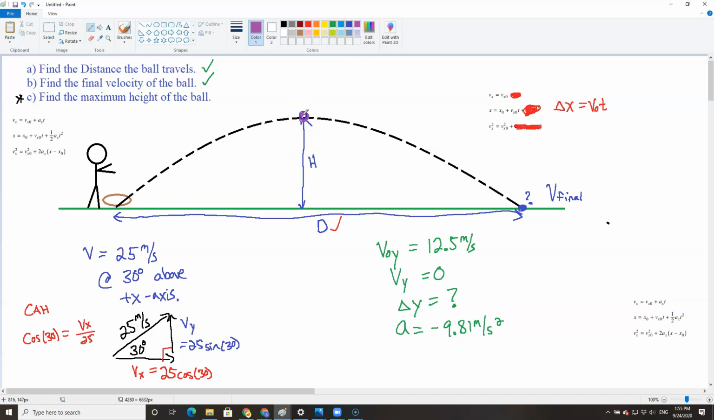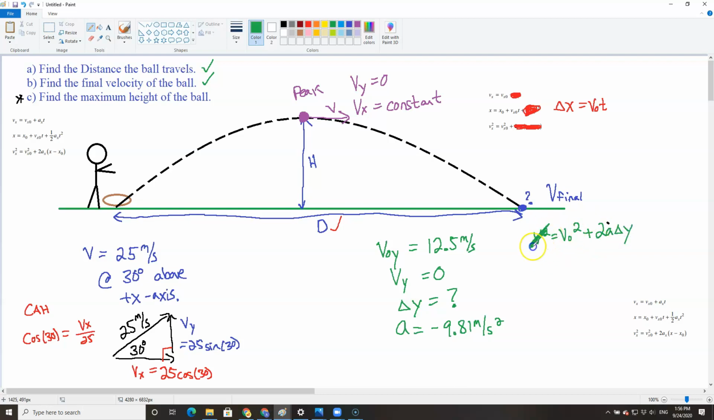To reiterate, the reason why the velocity for the y direction is 0 is because you're at a peak. At the peak, vy is 0, vx is constant. So vx never changed from the 21.7. At the peak, your velocity is perfectly horizontal. Alright, so this is the information I have for the y direction. I don't have time. That's fine. I don't need time. The third equation is going to work perfectly for me. All I need to do is figure out what is delta y.